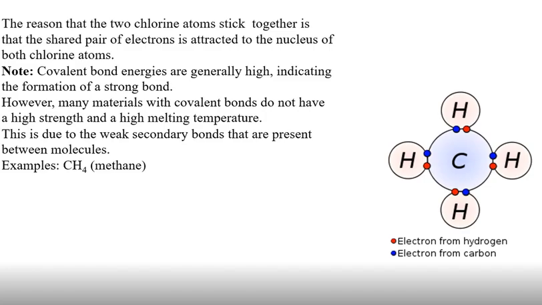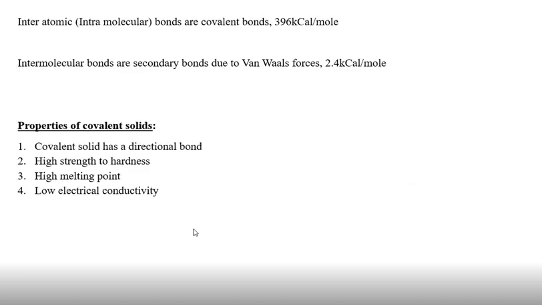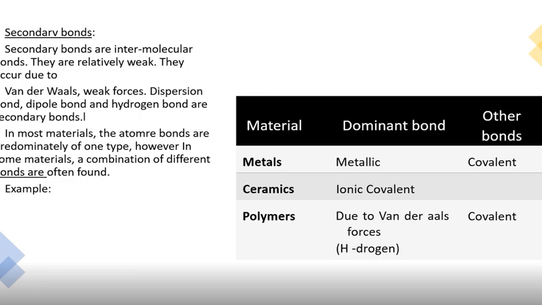The properties of covalent bonds: a covalent solid has directional bonds. We'll see that again, because direction means only this one, this one, right? So we can't find this here. That is what we call direction. Then high strength and hardness, high melting point, and low electrical conductivity, because if you want to conduct electricity or heat, you need free electrons. But here they are sharing the electrons, so there are no free electrons after forming these covalent bonds, right? So that is about the primary bonds.